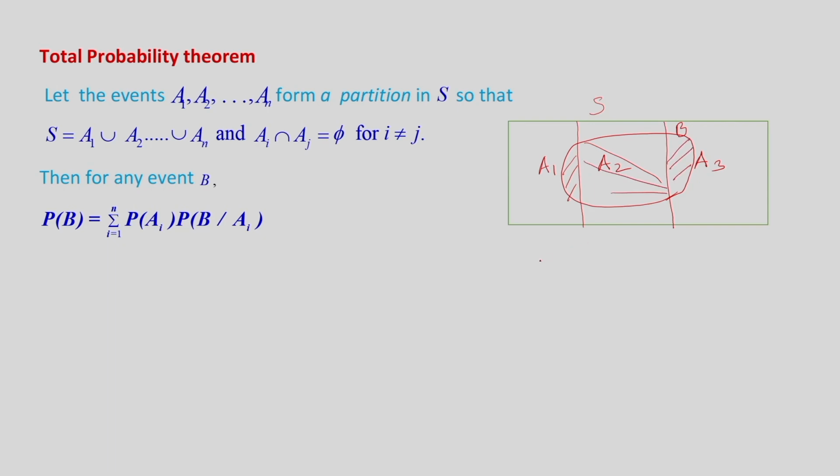So, that way the probability of B is equal to: the probability of this part is P(A1) into P(B given A1). The probability of this part is equal to P(A2) into P(B given A2), plus the probability of this part, that is equal to P(A3) into P(B given A3). So, this illustrates the total probability theorem.